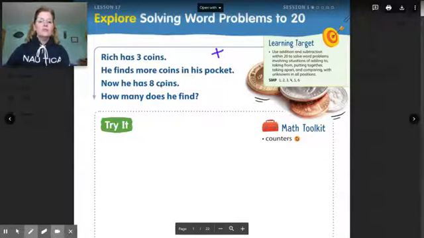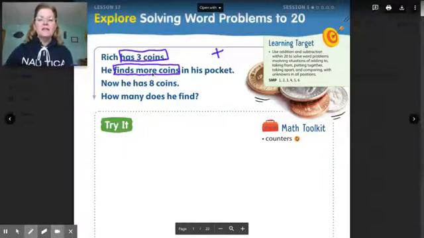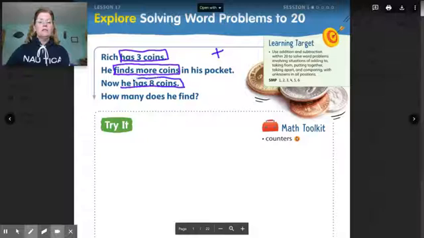So let's look at our important information. Rich has 3 coins. That's what he's starting with. He finds more coins in his pocket. Do we know how many he finds? No. We just know he finds more. Lucky! He finds more coins in his pocket. Now he has 8 coins. So he has 3, he finds some, now he has 8. And our question is, how many does he find?